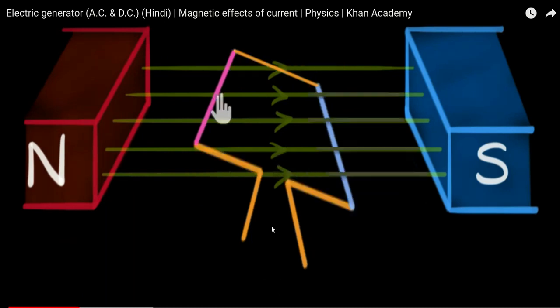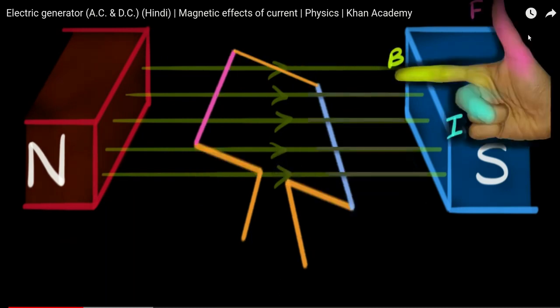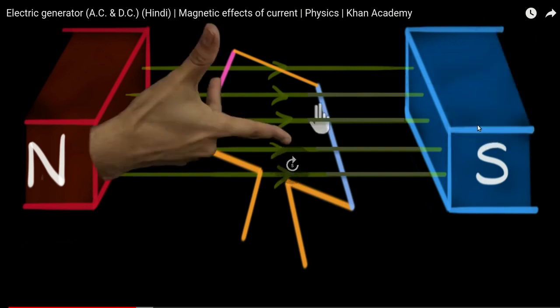Now let us remember Fleming's right hand rule. The right hand rule told us that if force is applied upward and the magnetic field is in the direction of the index finger, that is to your left, then the current will flow out of the screen. Let us use Fleming's right hand rule along with our coil and see what happens.